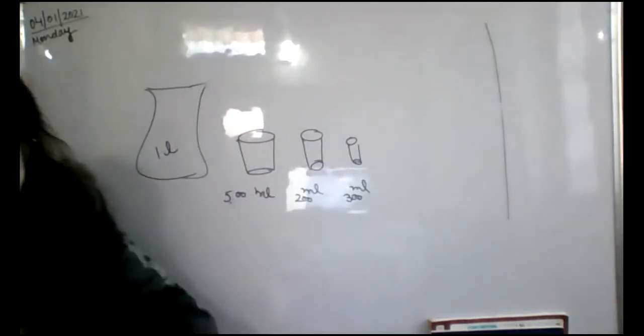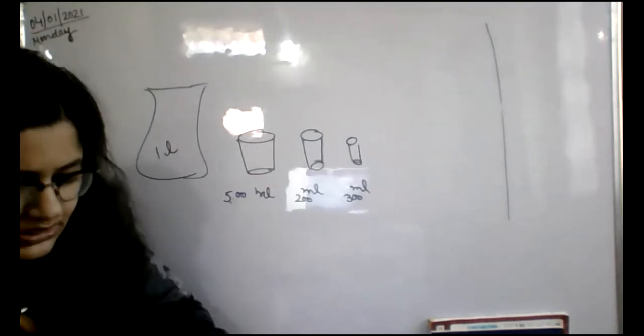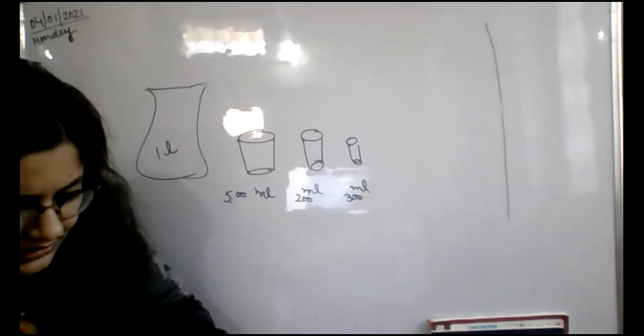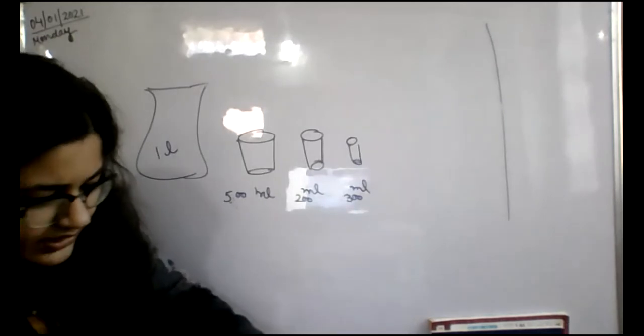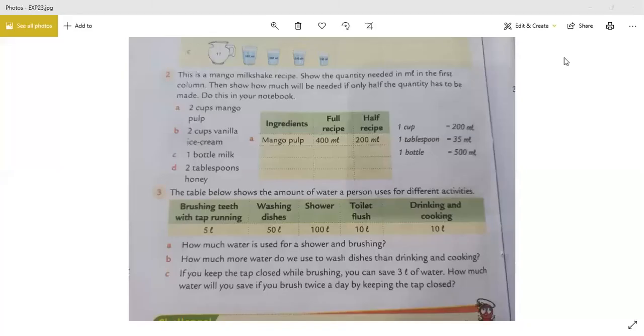Okay, now see here. There is a mango milkshake recipe. Show the quantity needed in ml in the first column. Then show how much is needed if only half of the quantity has to be made. Wait a second, I'm going to show you the other one. Do this in your notebooks. Actually, not in the notebook.